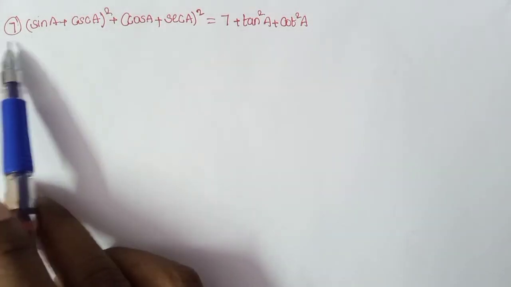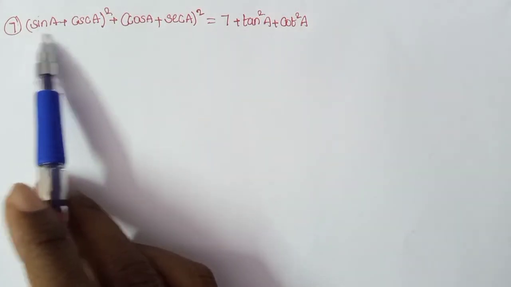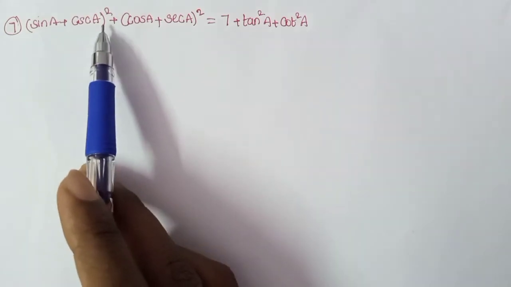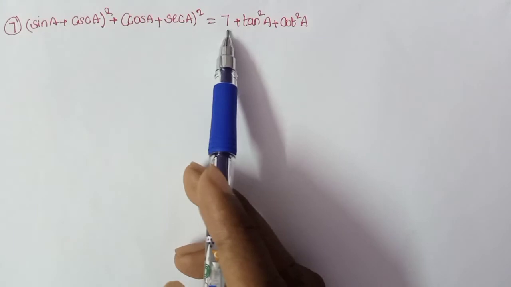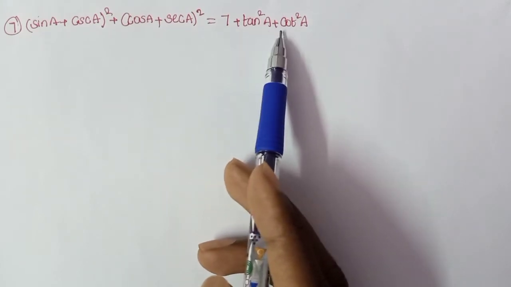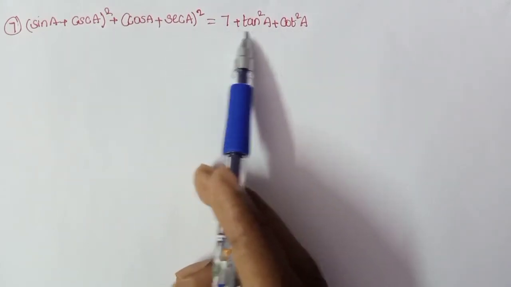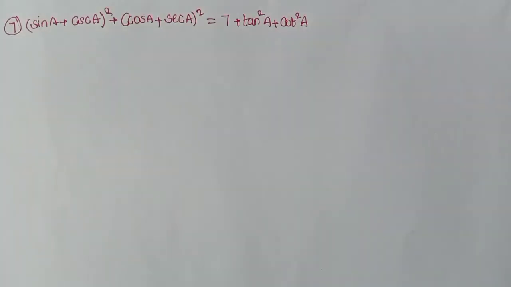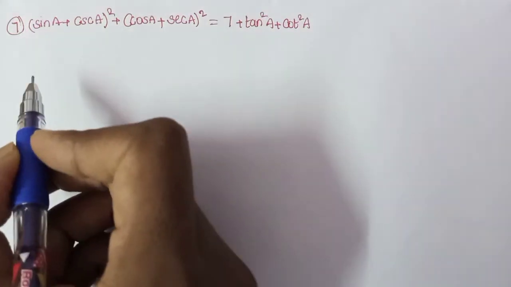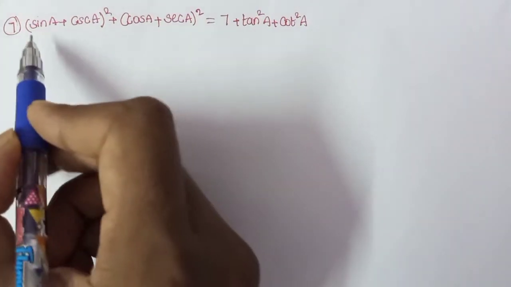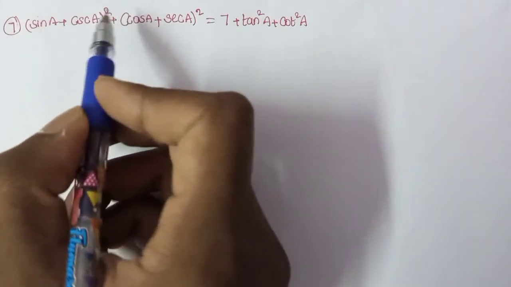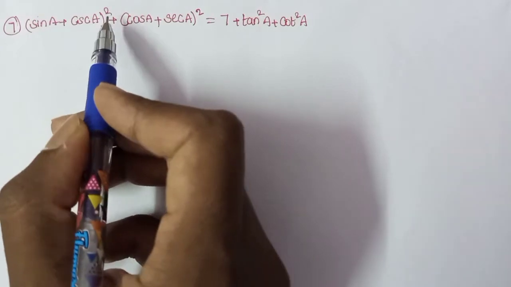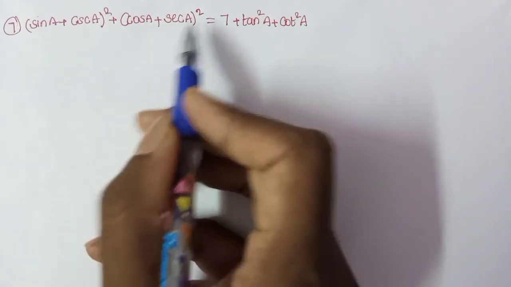First one is the seventh one, that is (sin A plus cosec A) whole square plus (cos A plus sec A) whole square is equal to 7 plus tan square A plus cot square A. This relationship we need to prove. First, consider this as (sin A plus cosec A) whole square, that is (a plus b) whole square. Here also, this is (a plus b) whole square.